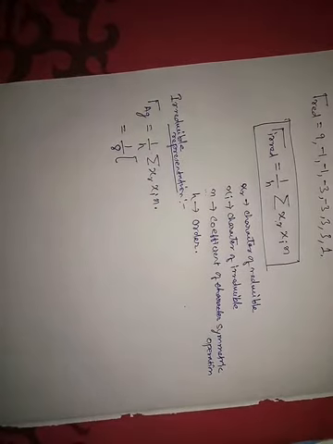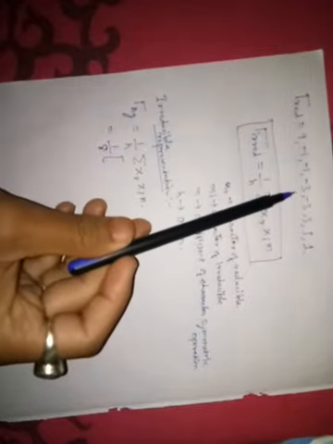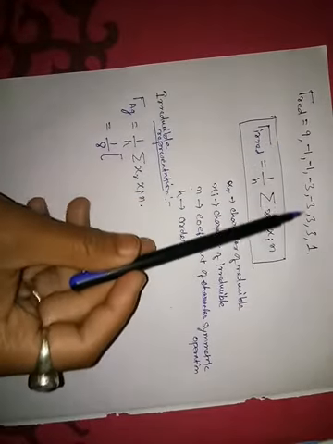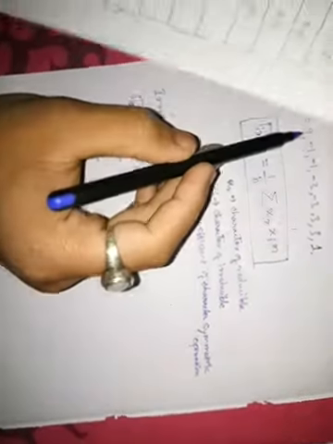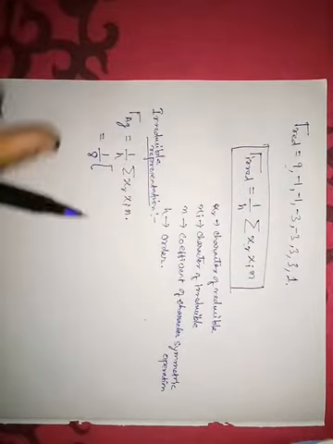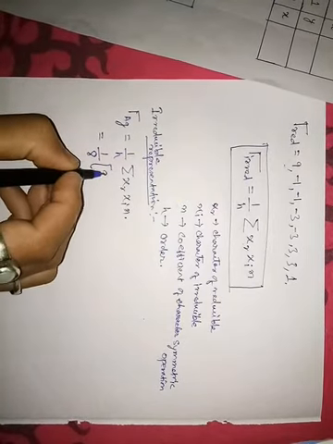Now see very carefully that summation of xr means the characters of the reducible representation, which we have already found. So the first character is for the E operation. We first see the character for E, which is 9, so xr is 9.